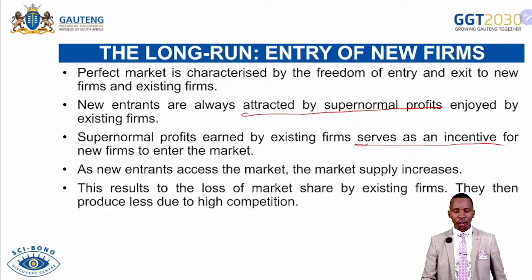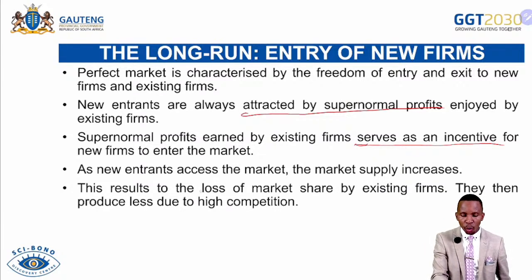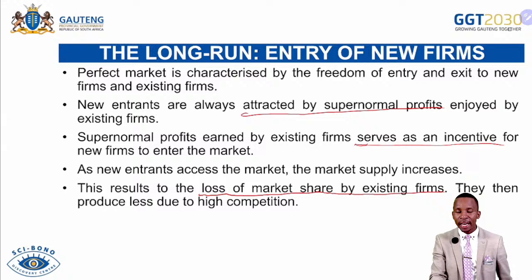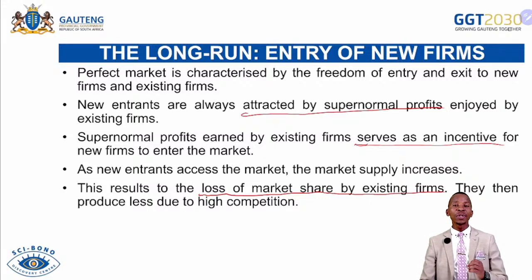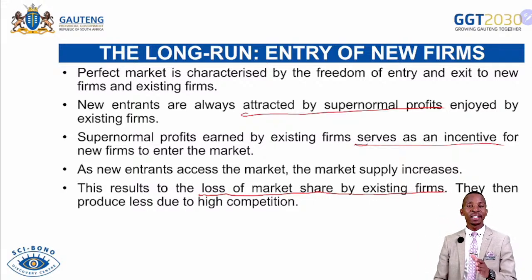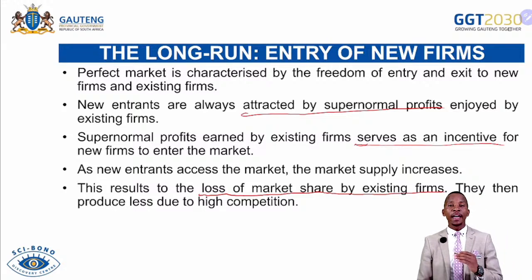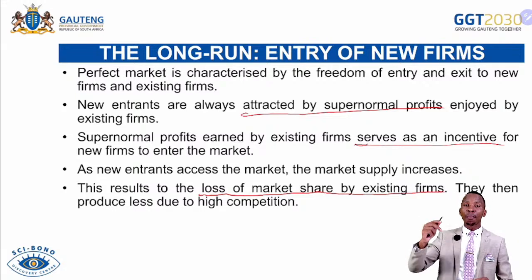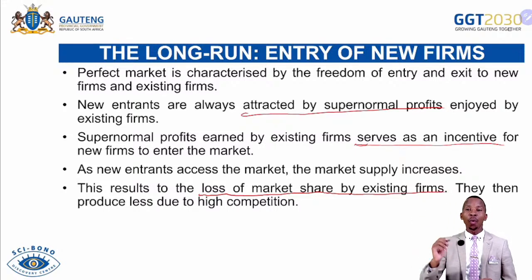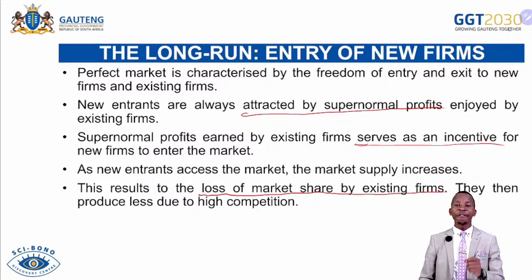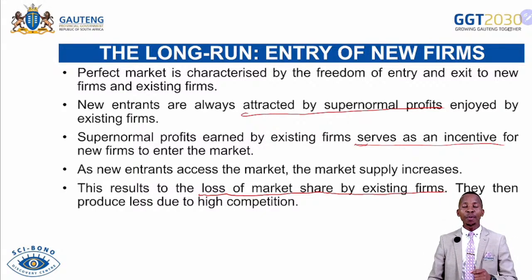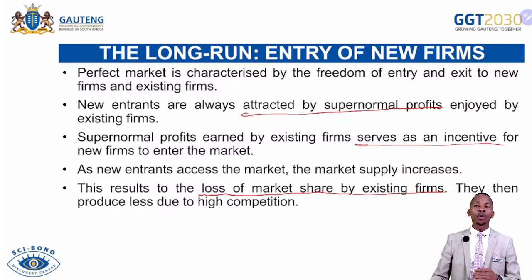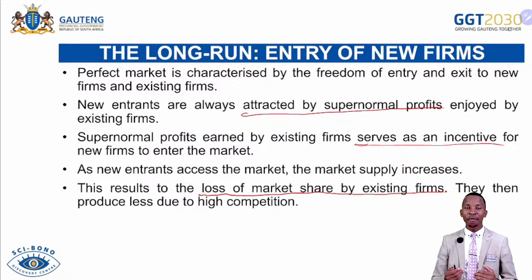This results in the loss of market share by existing firms. So existing firms will find themselves losing their consumers to new firms because now the competition is too high. They then produce less due to higher competition. So the output size per individual existing firm will be lower. So we will see on the graph the equilibrium position moving from higher to lower. That will indicate that the firm is no longer enjoying the supernormal profit, but will enjoy a normal profit because in that case, it will be producing less. That is the long run equilibrium for the firm under the perfect market.